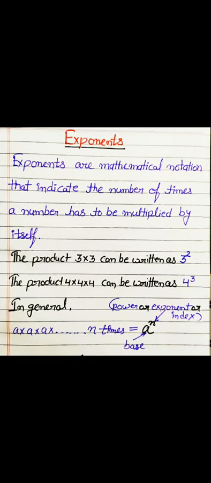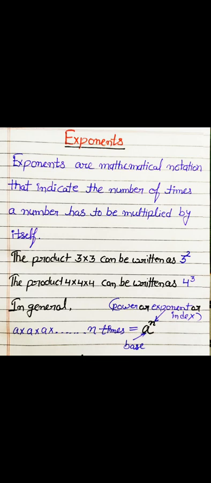So students, what are exponents? Listen, exponents are a mathematical notation that indicates the number of times a number has to be multiplied by itself. As you are seeing, in the product 3 into 3, 3 is written 2 times, so it can be written as 3 to the power 2. And the product of 4 into 4 into 4, in which 4 is written 3 times, can be written as 4 to the power 3.